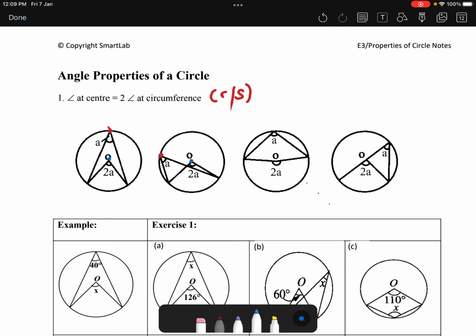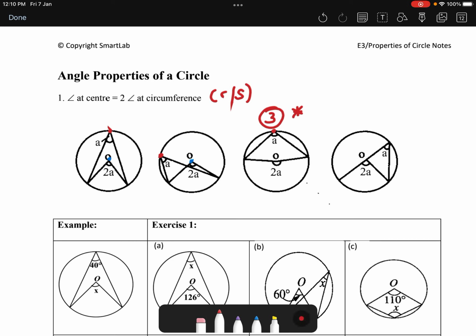The third diagram is a bit different already. There's an angle A at the circumference, so it always touches the circumference, and there is an angle at the center. But just take note of this angle. The angle is not this angle, the angle is actually the reflex angle right here. For the third case, you need to be more careful, because a lot of students will say this angle will be 2A, which is wrong. The angle at the center is actually the reflex angle right there.